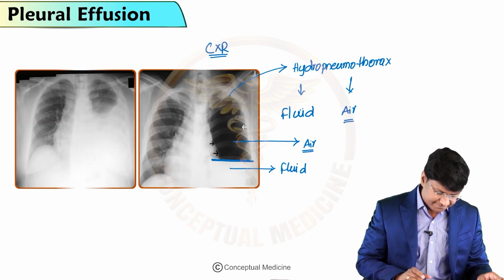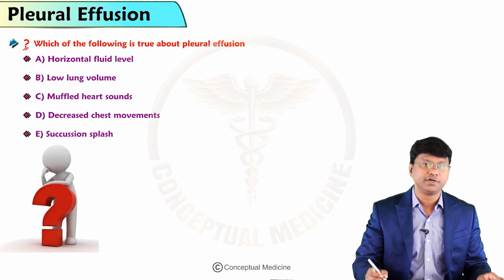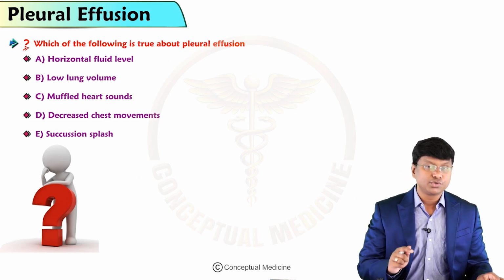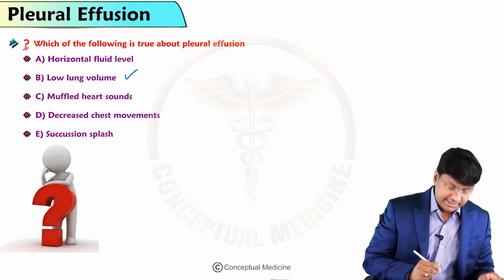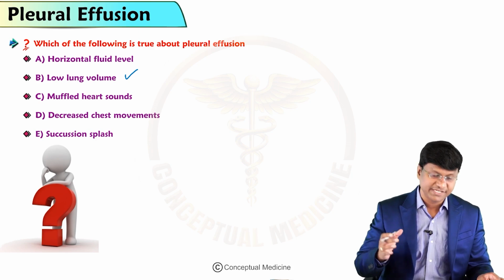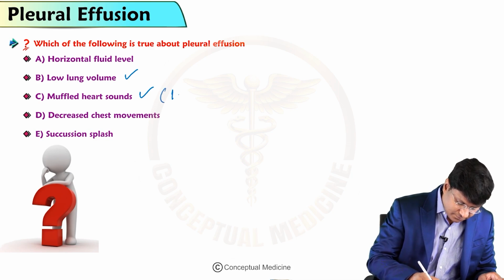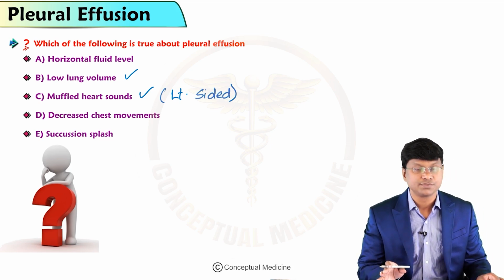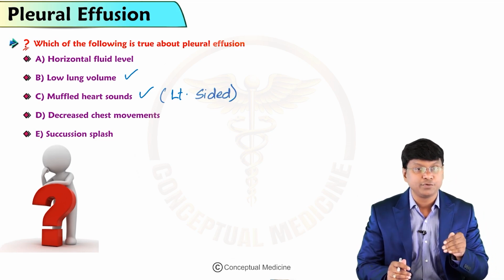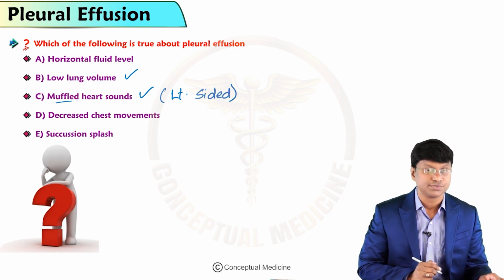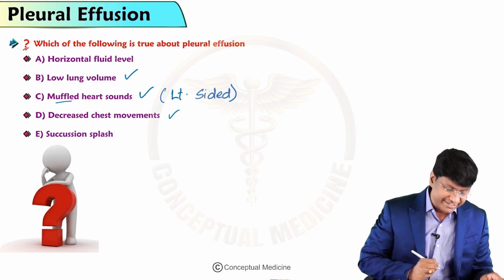Okay, so you see this question here. Which of the following is true about pleural effusion? Horizontal fluid level, low lung volume, muffled heart sounds, decreased chest movements, and succussion splash. So the true statements in pleural effusion are, they'll have low lung volume because the fluid in the pleural space will compress the lung parenchyma. They'll have muffled heart sounds, particularly in left-sided pleural effusion, especially a massive one, because the heart sounds are not transmitted onto the surface of the chest. And decreased chest wall movements will be there.